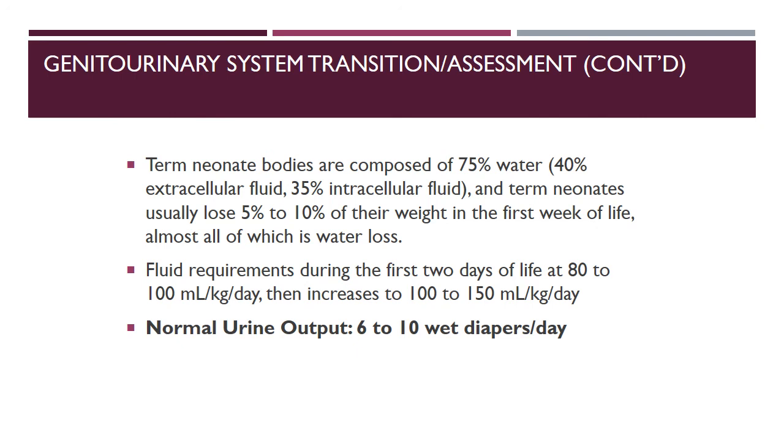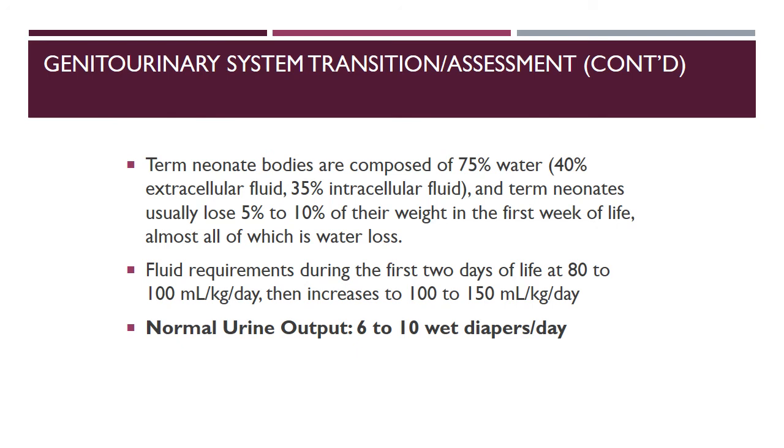Term neonates, so think a neonate that was born full term. Bodies are composed of 75% water, and you can see the breakdown between extracellular and intracellular is 40 and 35%. And then they will usually lose about 5 to 10% of their weight in the first week of life, almost all of which is water loss. So when they lose that weight, it's very common, and it's mostly water loss along with a few other things, but it's almost all of water loss. You don't have to know those. Just the 75% body weight composition, but do know that they usually lose 5 to 10% of their weight in the first week of life.